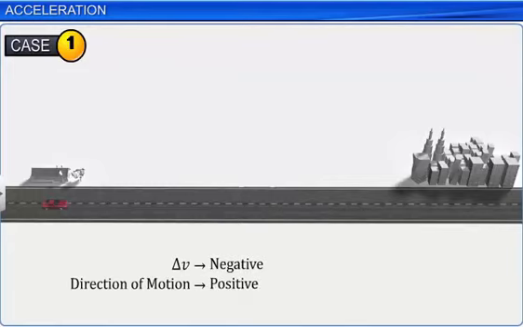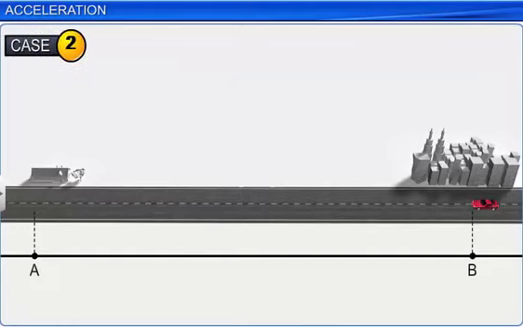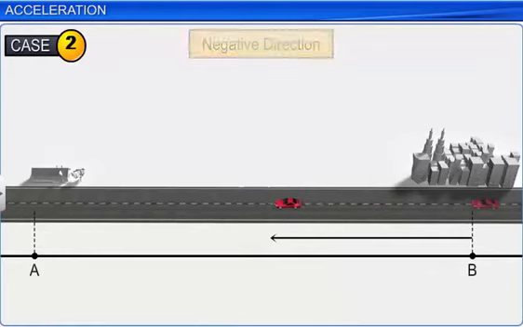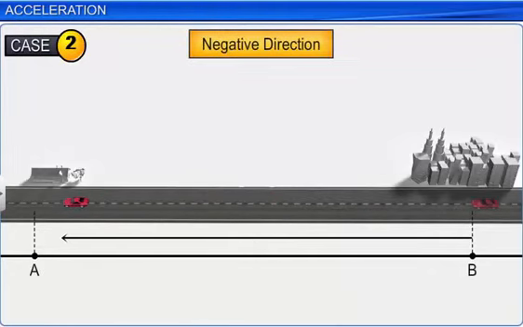Here, in the negative direction, delta V is positive, because increasing magnitude of velocity means its final velocity is greater than initial velocity. So delta V will be positive, and direction of motion is negative. So even though it is moving with increasing velocity, it is moving in a negative direction. So in that case also the acceleration will be negative.